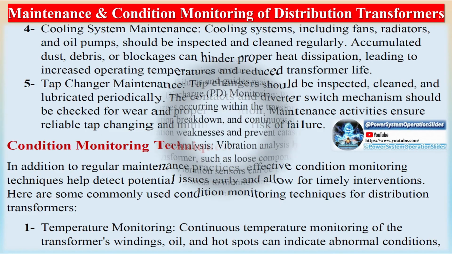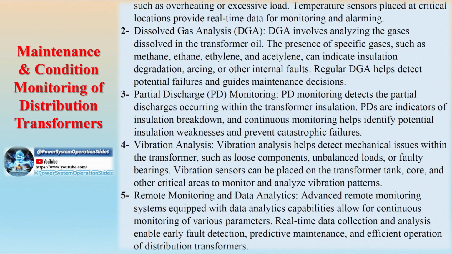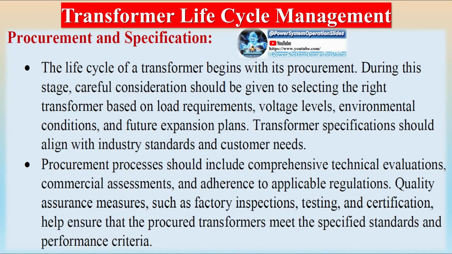Cooling methods are employed to dissipate heat generated during transformer operation. Common cooling methods include natural convection air-cooled, forced air, and liquid cooling. Oil-cooled transformers use mineral oil as a coolant, while some transformers employ alternative fluids.